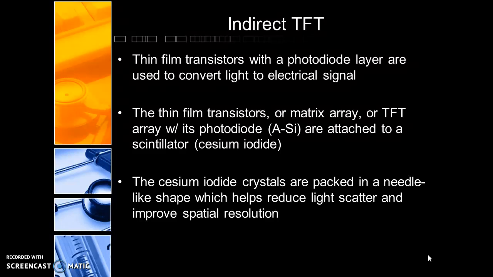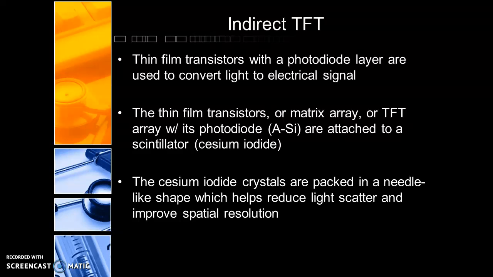Okay, the other type of indirect is the thin film transistor or flat panel indirect. Now, this uses a photodiode layer to convert light to electrical signal. And then you have thin film transistors, sometimes called a matrix array or TFT array. And this photodiode layer that's right on top of that is usually amorphous silicone. And then above that is the scintillator, which is cesium iodide. And we'll go through the process step by step here in a minute so you can get an idea of how you should be studying it, which I will always encourage you to study in the way that it happens.